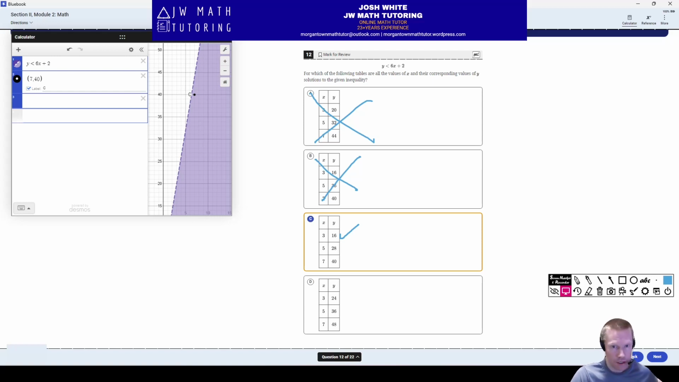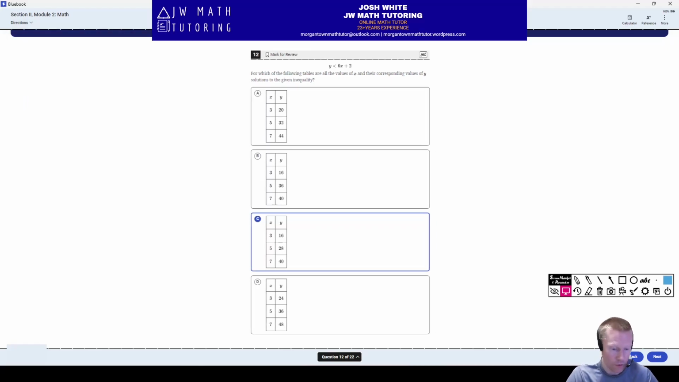Again, that's the quickest way that I find to do these: just go to Desmos, graph the inequality, type in the points, and just see whether they are part of the solution set or not. But again, the correct answer is C.